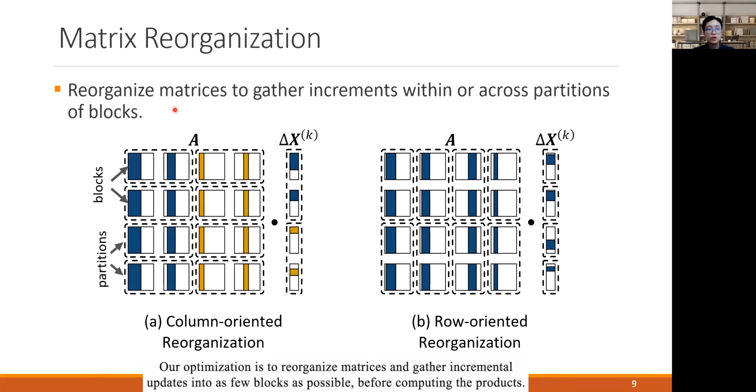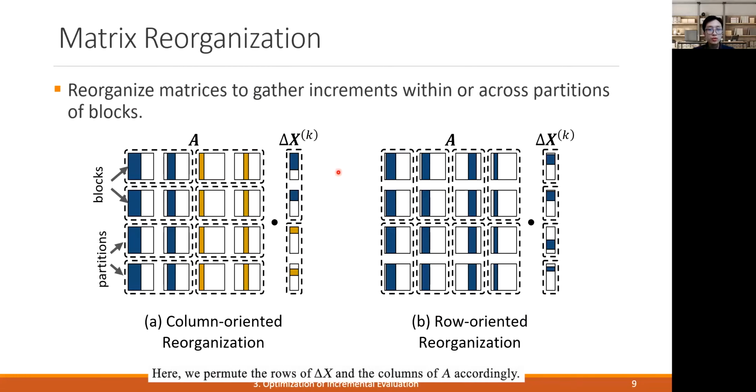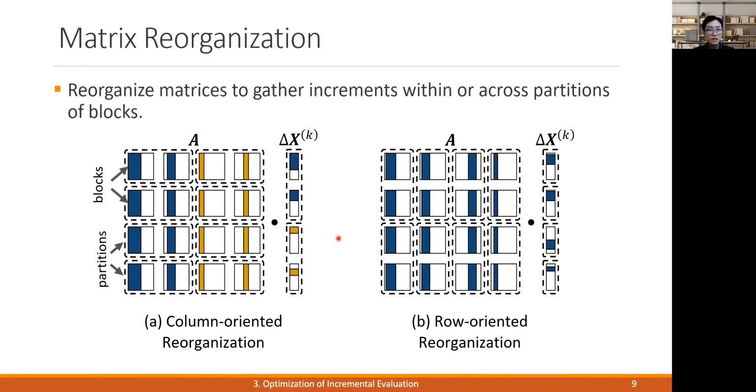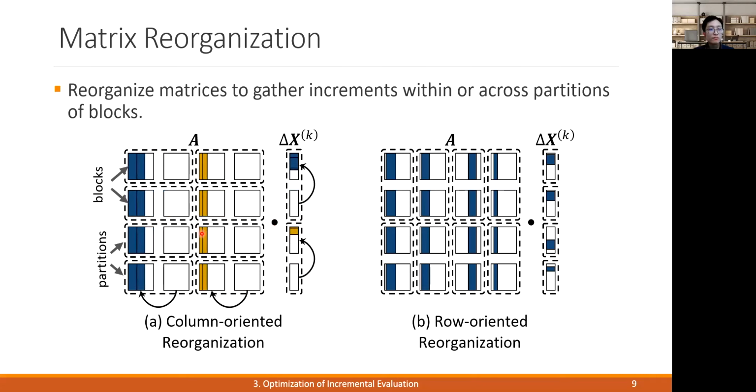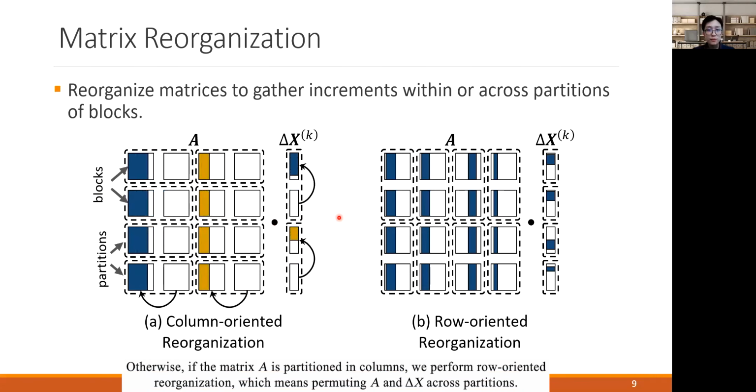Our optimization is to reorganize the matrix to gather incremental updates into as few blocks as possible before computing the product. Here, we permute the rows of delta X and the columns of A accordingly. If the matrix A is partitioned into rows, as shown in figure A, we perform column-oriented reorganization. That is, A and delta X are permuted within partitions. Otherwise, if matrix A is partitioned in columns, we perform row-oriented reorganization, which means permuting A and delta X across partitions.